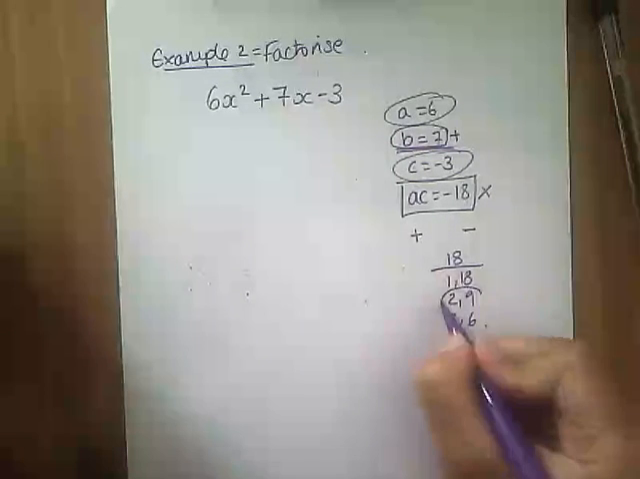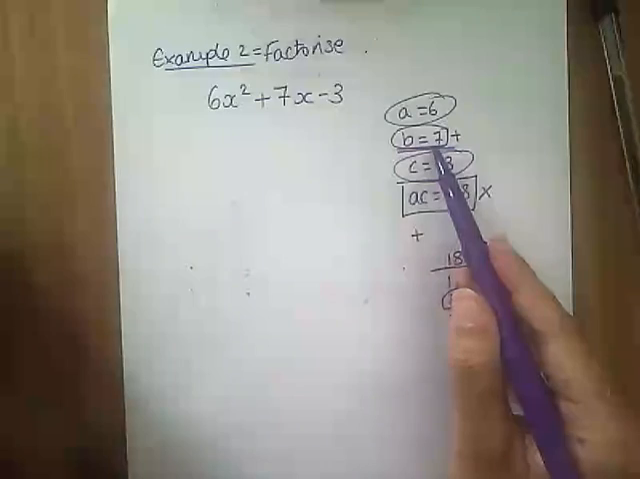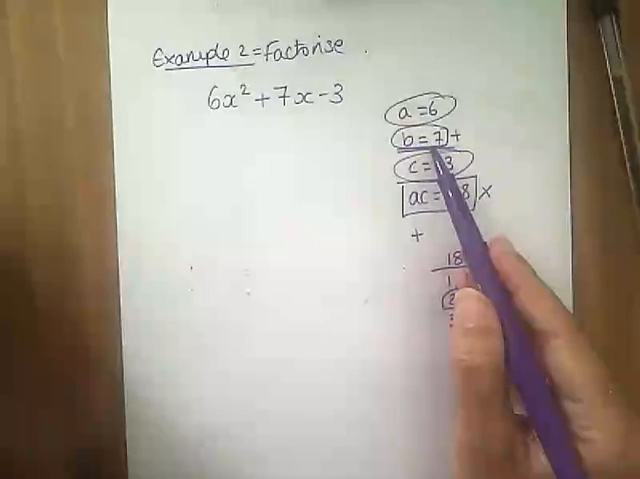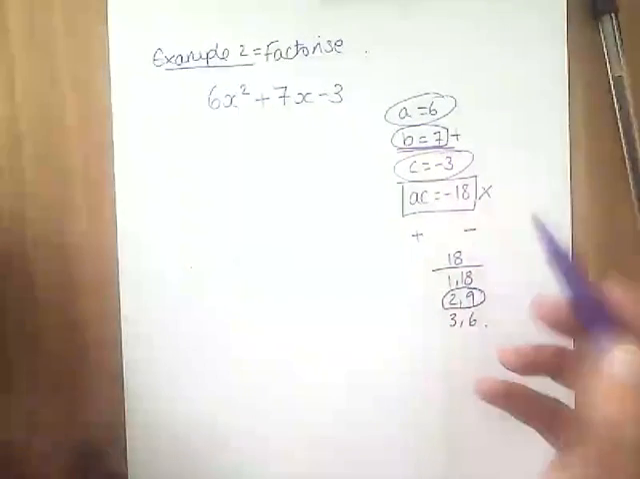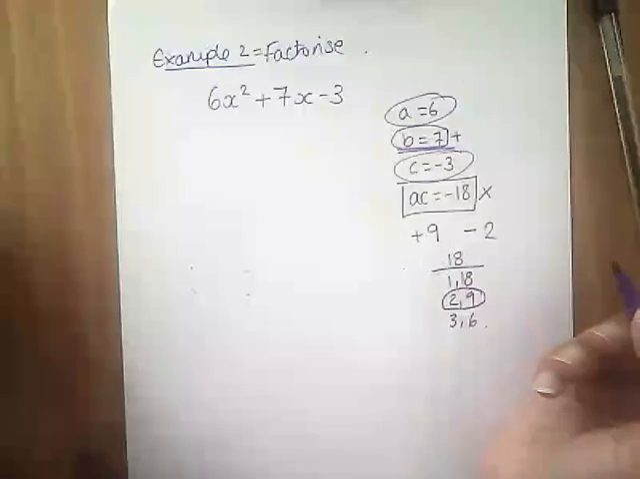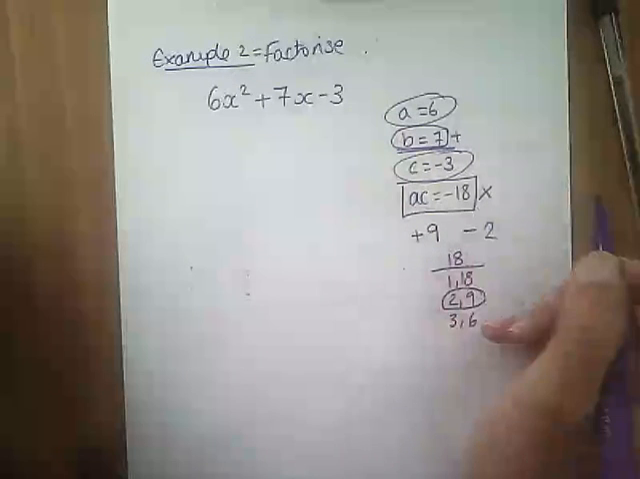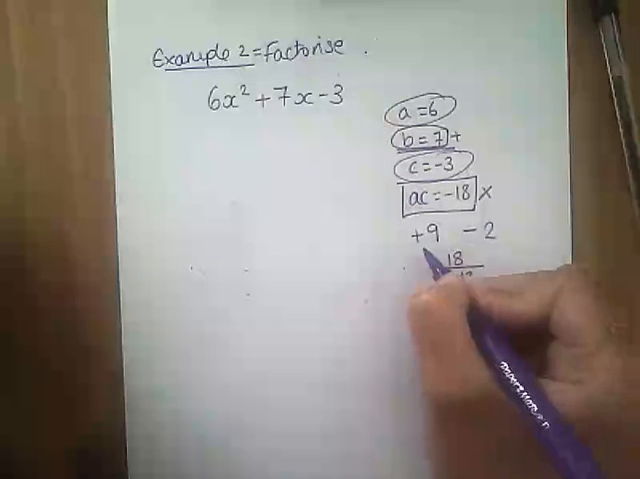Is going to be 2 and 9. And when we add them together, we need to get positive 7. So if when we add them we need to get a positive number, that means our biggest number has to be positive. If you were adding them and you had to get a negative number, so if this b was negative, then we'd need our biggest numbers to be negative. Okay, so it's plus 9, minus 2.